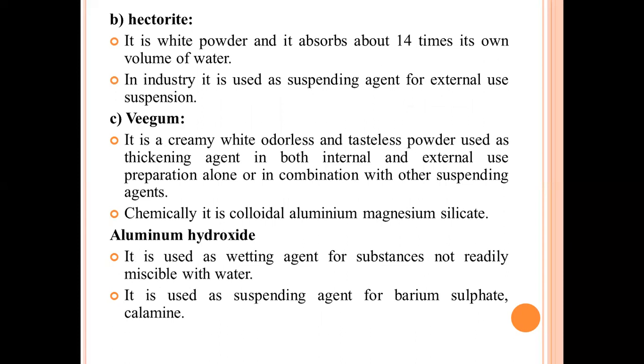Then next is hectorite. It is a white powder and it absorbs about 14 times its own volume of water. So it is used as a suspending agent for external application. Then Veegum, which is again nothing but a suspending agent, and chemically it is called colloidal aluminum magnesium silicate. Then aluminum hydroxide, it is also a suspending agent, or it can also be used as wetting agent for substances which are not readily miscible with the water.